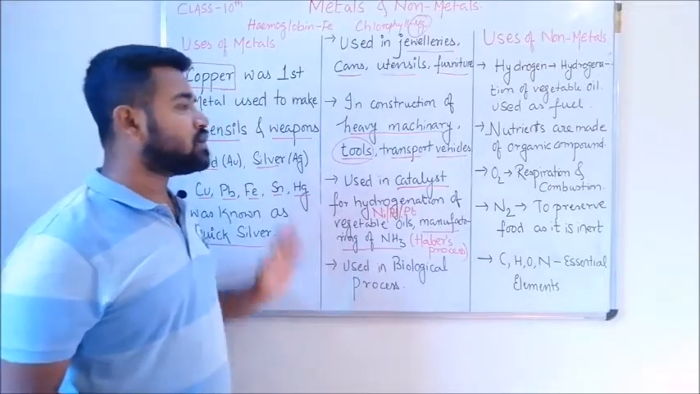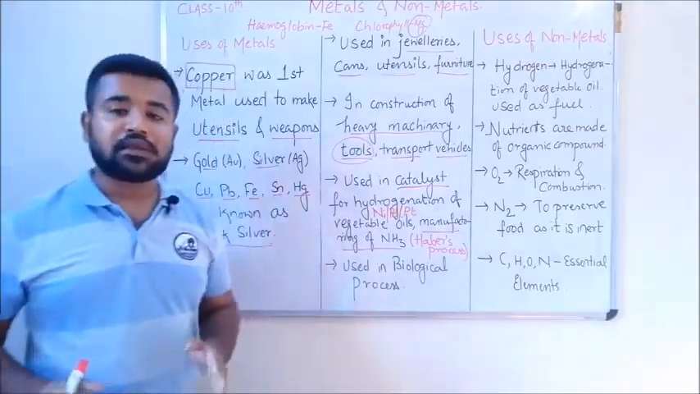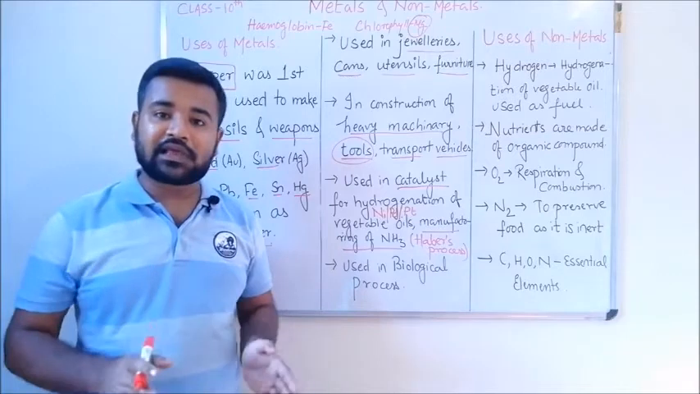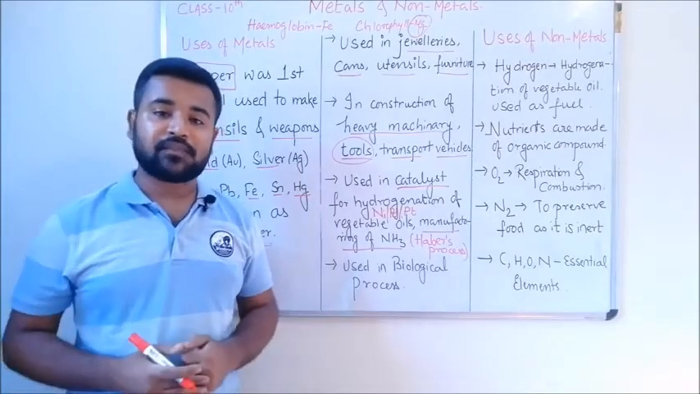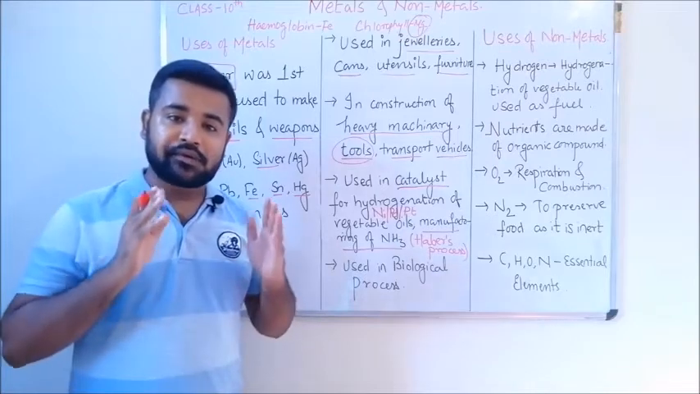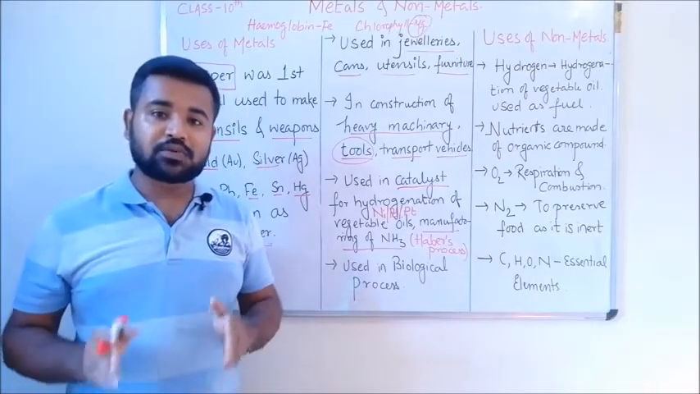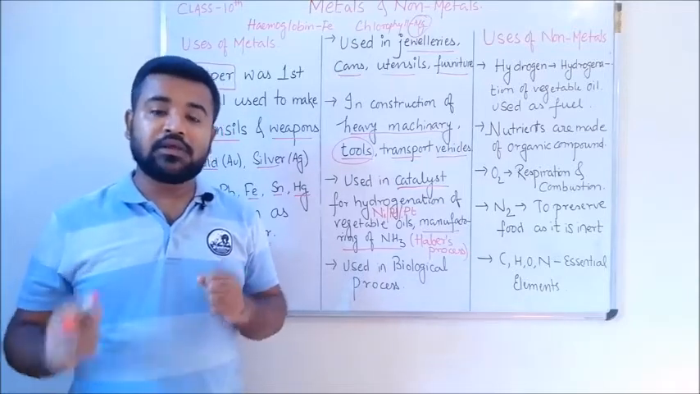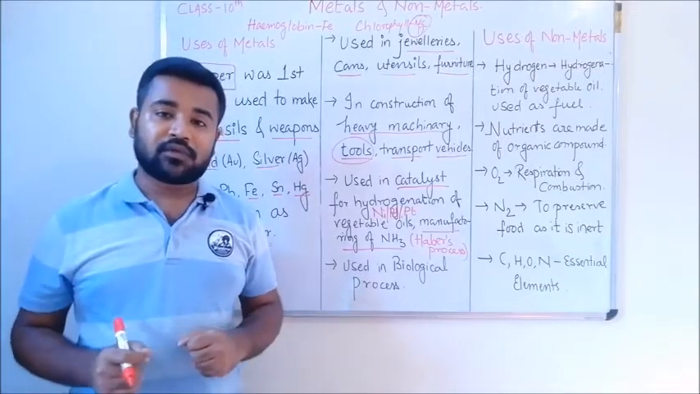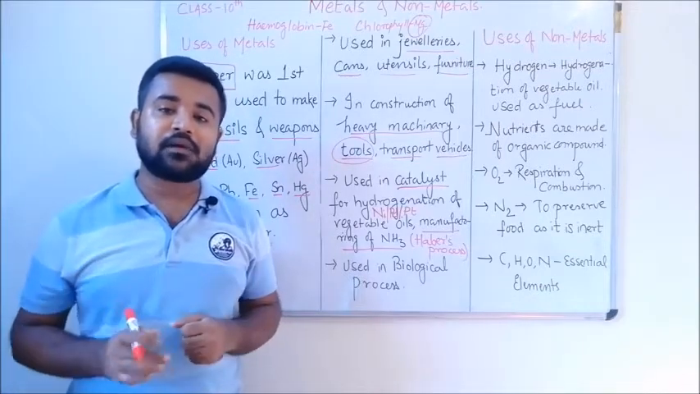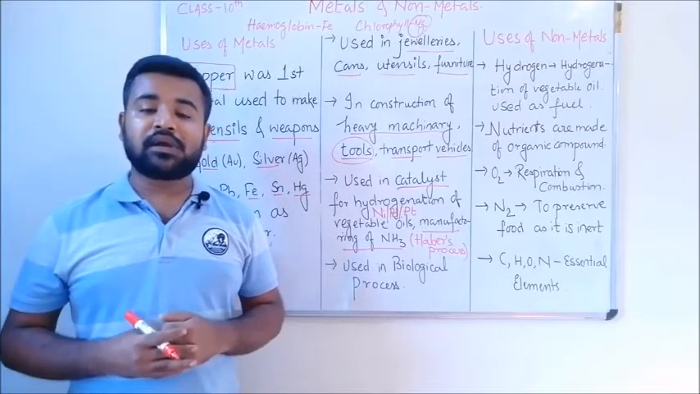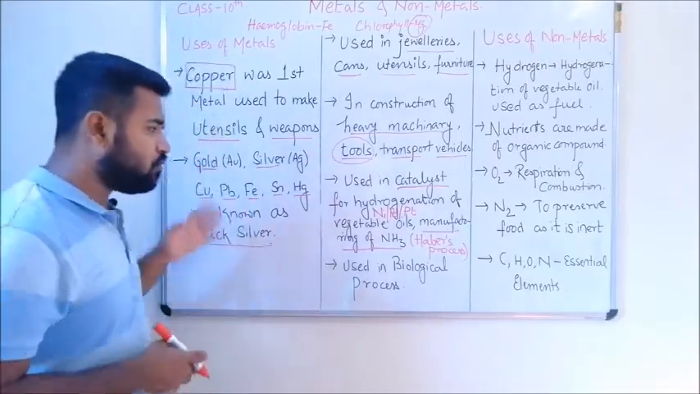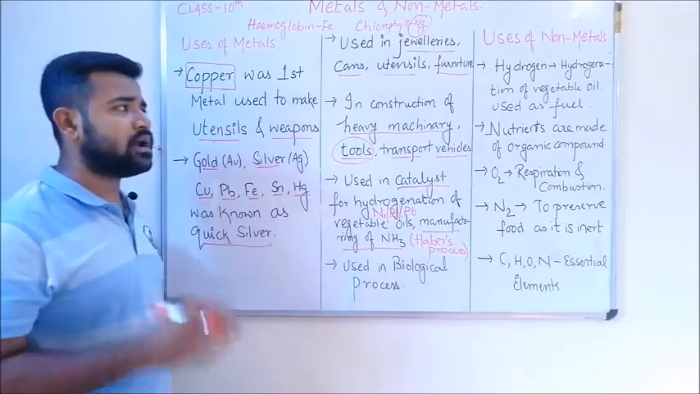Apart from these, there are many more uses of metals. For example, metals can be used for making electrical gadgets because they are good conductors of heat and electricity. Metals are used in musical instruments. Why? Because metals have the property of being sonorous. That's why they are used in musical instruments, creating a very nice ringing sound. So if we know the properties, we can easily say the uses of metals. Apart from this, there are so many important uses of metals.